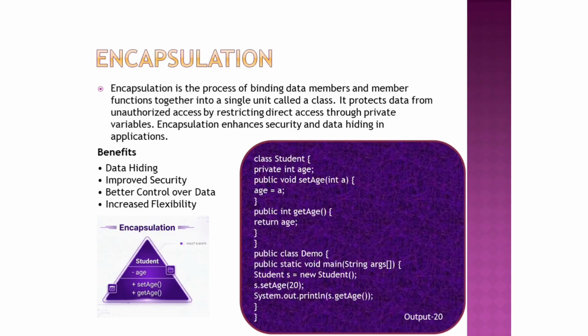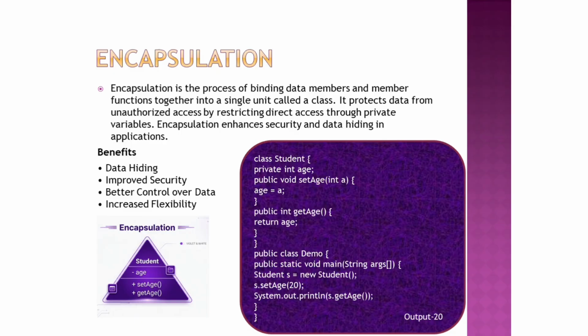In the main method, we create a Student object. We call setAge(20) to store the value. Then we call getAge, which returns the value 20. So the output is simply 20. This is a perfect example of encapsulation because the data remains protected while still allowing controlled access. Okay. So remember this point: private variable plus getter plus setter is equal to encapsulation. This question is very common in practical exams.